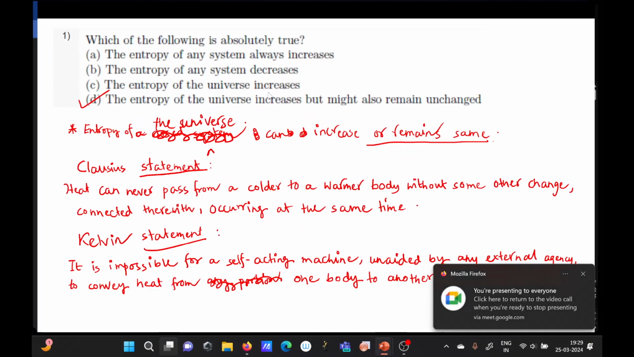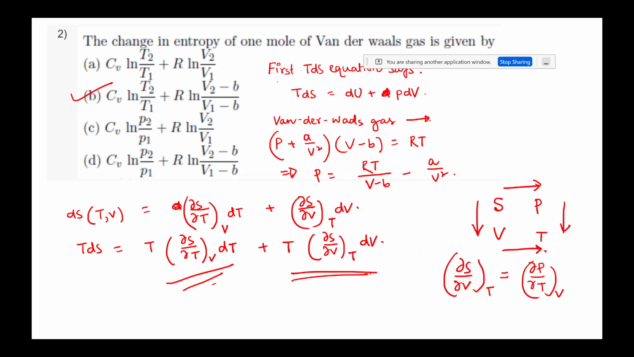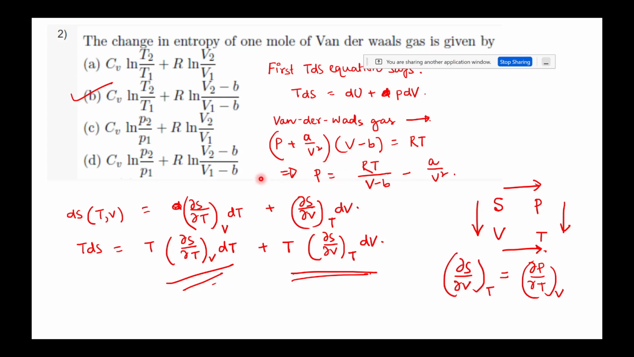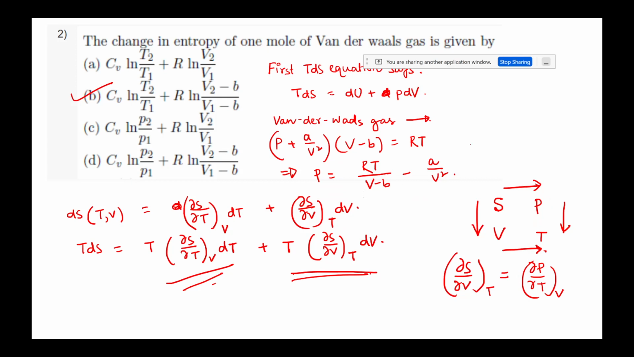Now next we talked about the change in entropy for a van der Waals gas, and I have discussed it then and there elaborately. We have used the first TdS equation, and again we have used the van der Waals gas equation. From there we got the expression for pressure, and then we have written the entropy and its differential with respect to T and V, and we have substituted del S del V at constant T using the Maxwell relation, which is del P del T at constant V. Let me write it, Maxwell relation, otherwise you guys will forget. This is Maxwell relation.